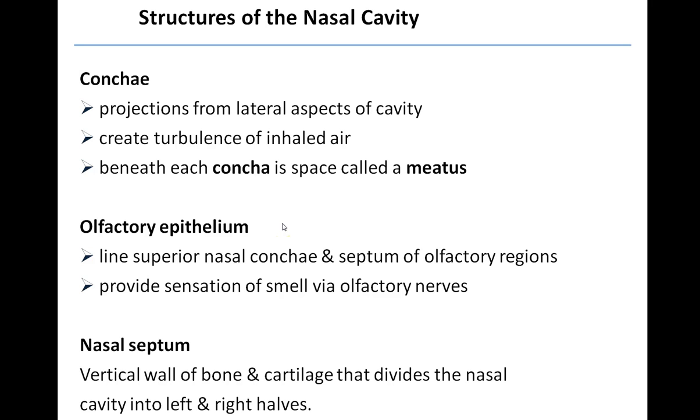This is just summarizing the olfactory epithelium in the olfactory regions, which I mentioned previously. On the superior nasal conchae and the septum of the olfactory regions, you will find areas where the receptors for the sense of smell are located. So olfactory is a reference to the sense of smell. The only structure which wasn't indicated in the previous diagram was the nasal septum, the curtain of bone and cartilage that separates the nasal cavity into right and left halves.